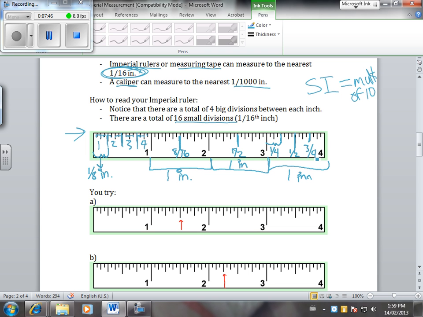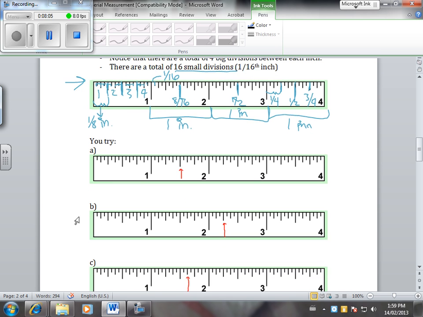And the tiny little one, the smallest line in there, is 1/16. Okay, so it's still very logical. It's still broken down into small parts, but it just isn't as nice and clean as 10. Okay, 16 just makes you think a little bit harder.